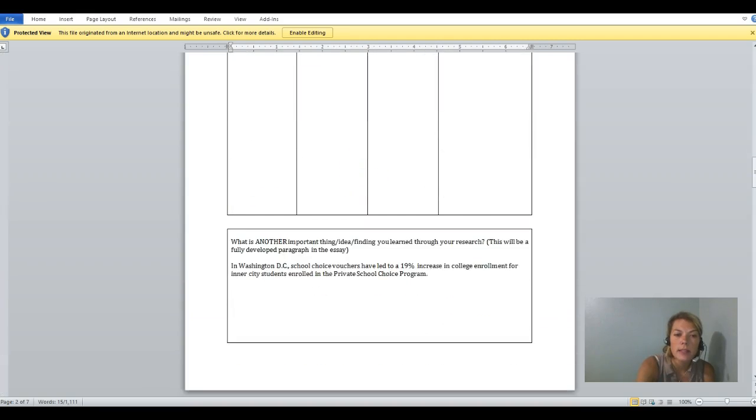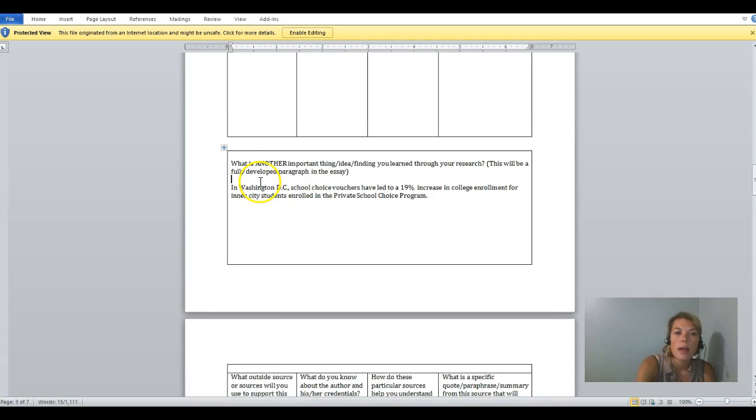On the other hand, this one down here, that in Washington, D.C., school choice vouchers have led to a 19% increase in college enrollment for inner city students enrolled in the private school choice program. That's information from one of your sources. That's a little bit too specific to focus an entire paragraph around. That might be the detailed information that you pull into the paragraph, but it's not the focus of the paragraph itself.